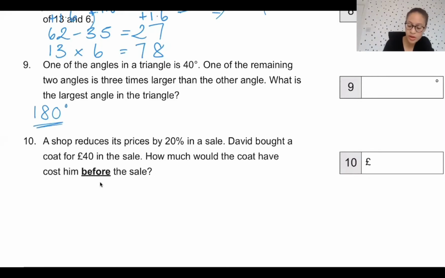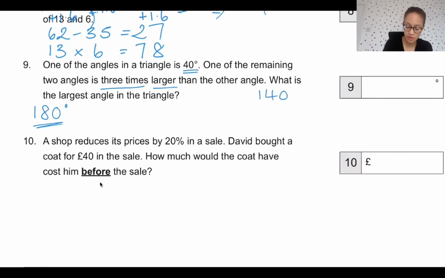Now, because one angle is 3 times larger than the other angle, we are going to use ratio. When something is 3 times as large as something else, we use ratio. If we had the difference between those, it would be a completely different story. So one of the angles in a triangle is 40 degrees. The other two angles, therefore, must add up to 140.